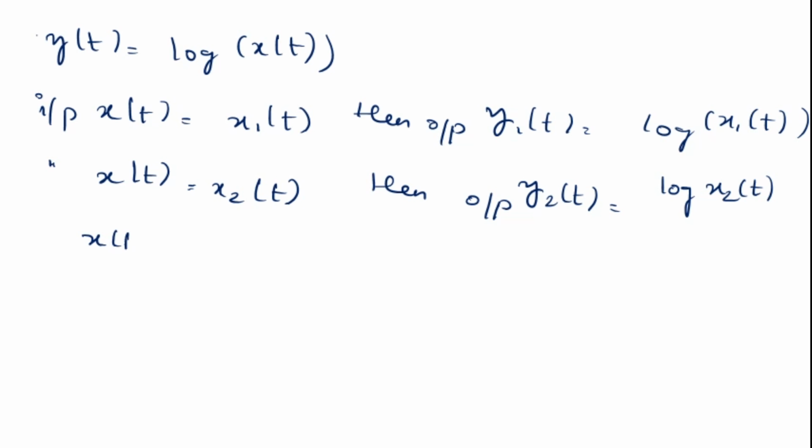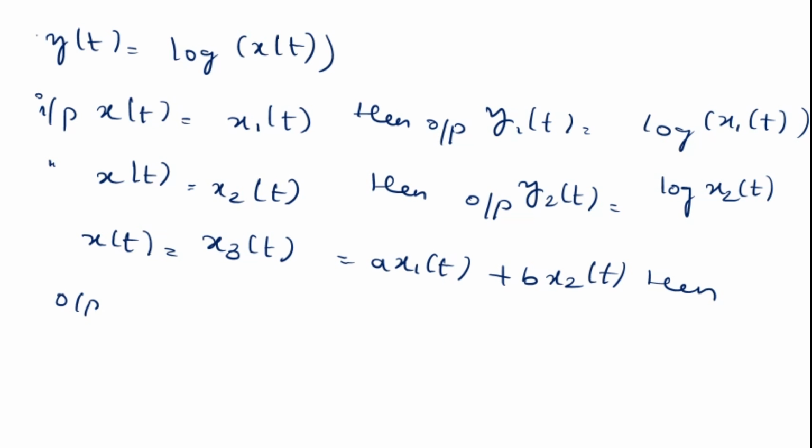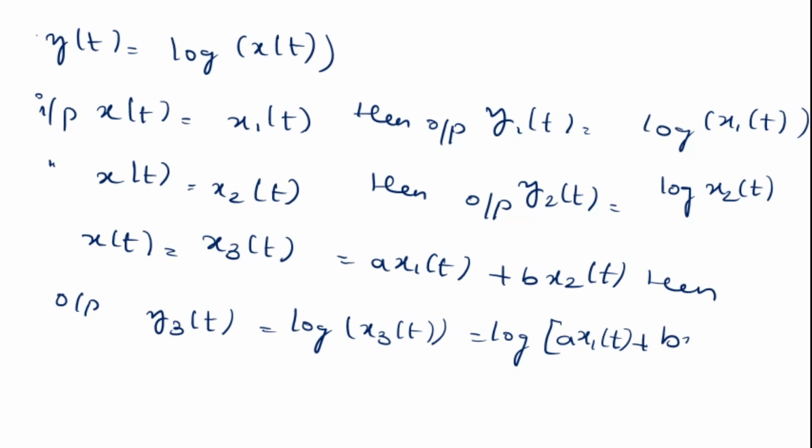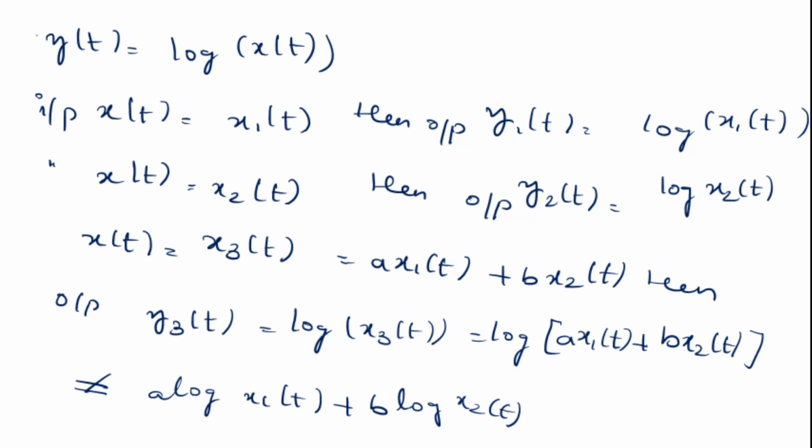Let input x of t is equal to x3 of t, which is equal to a into x1 of t plus b into x2 of t, then output y3 of t is equal to log x3 of t, which is equal to log of a into x1 of t plus b into x2 of t, which is not equal to a into log of x1 of t plus b into log of x2 of t. Therefore, the system is non-linear.